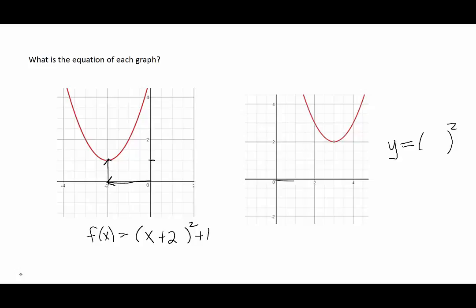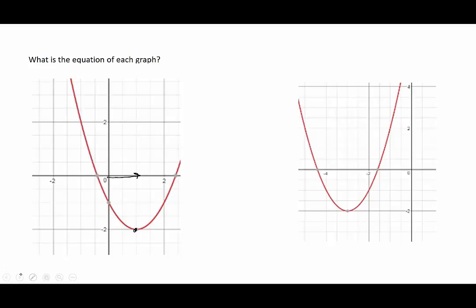Next, 3 in the positive direction horizontally, so I switch the sign because I know the sign needs to be opposite. And then up 2. So really we're using the location of the vertex to tell us how the equation looks. Next, what is the equation of these graphs?